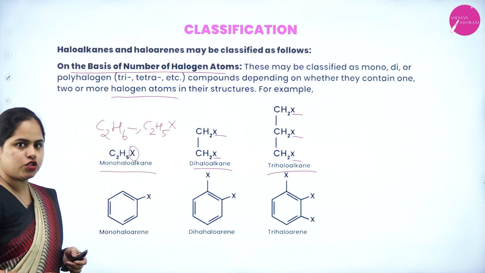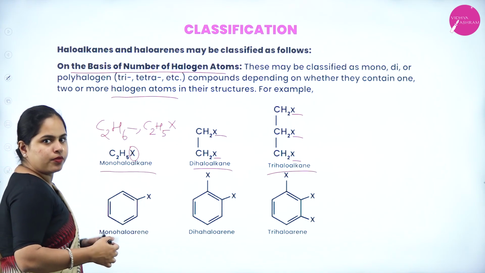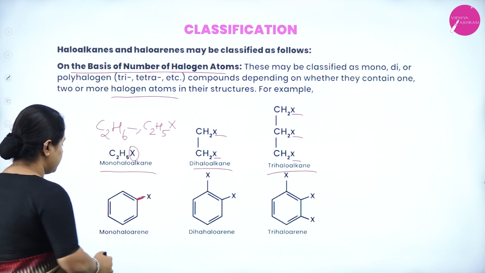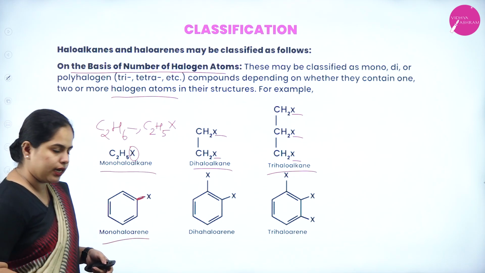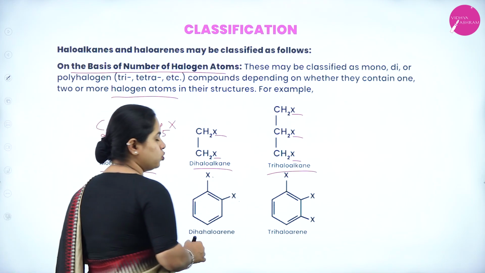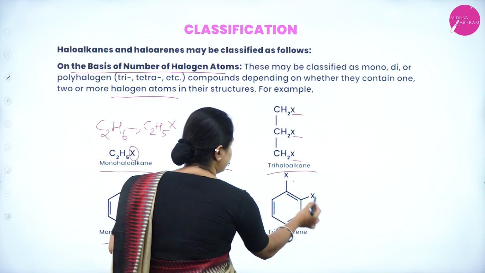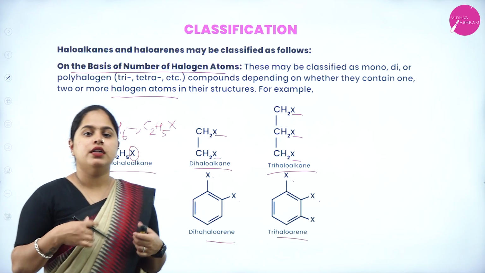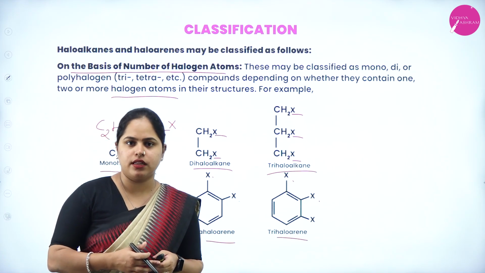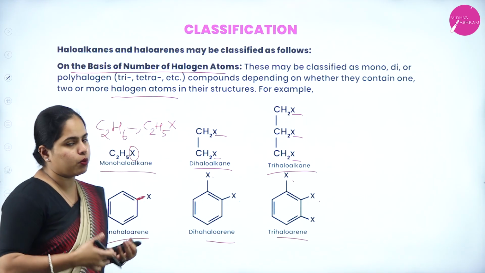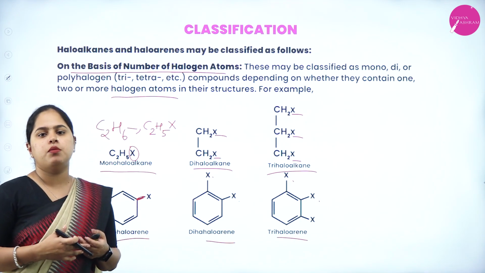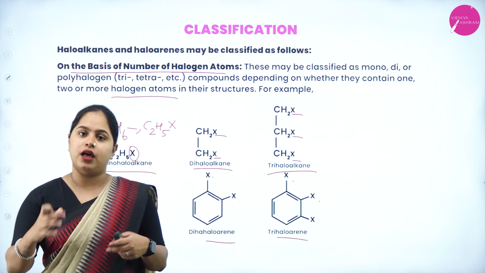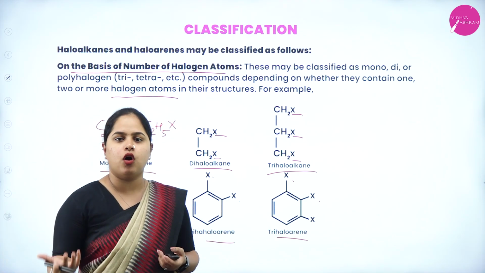Now in the case of arenes also, this is a benzene structure in which one hydrogen atom is replaced by a halogen atom. So this becomes monohaloarene. Now this will be dihaloarene, 2 halogen atoms are present. Now this will be trihaloarene. This is how the first classification is done based on the number of halogen atoms present in the compound. I hope it is clear. It can be mono, di, tri, tetra based on the number of halogen atoms present. It is called monohaloarene or monohaloalkane, based on whether it is an alkane or arene.